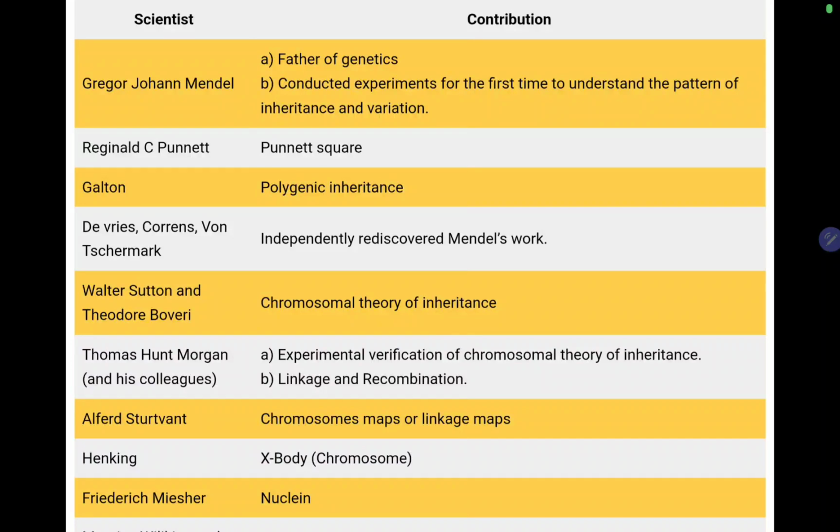Guys, here is the list of scientist names from the NCERT textbook regarding NEET biology. The first scientist is Gregor John Mendel. He is the scientist we see in the principles of inheritance, and he is considered the father of genetics. He conducted experiments in garden pea. Whatever experiments he conducted, we call them hybridization experiments.